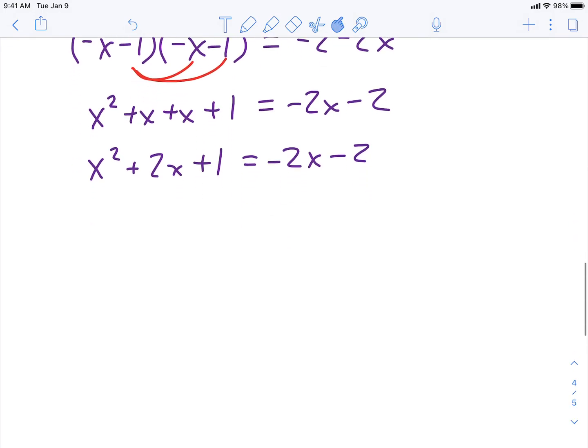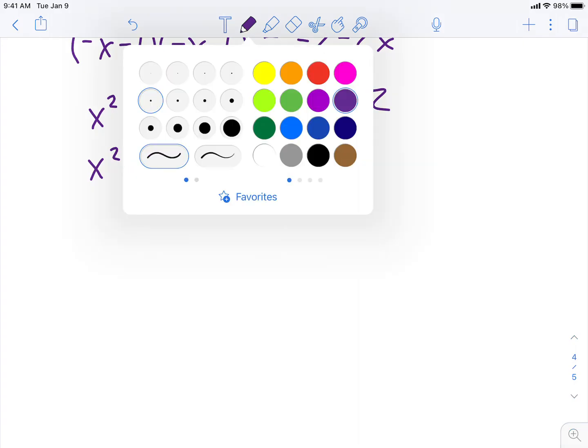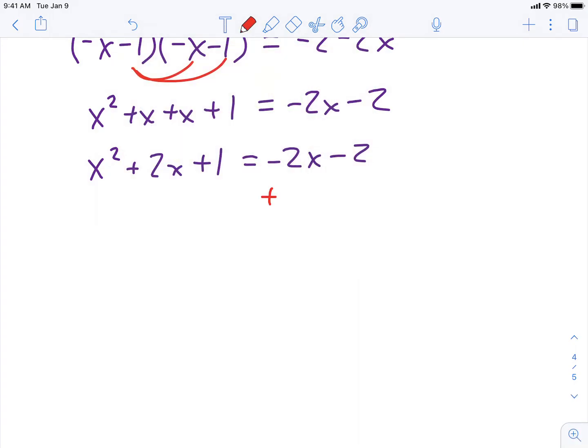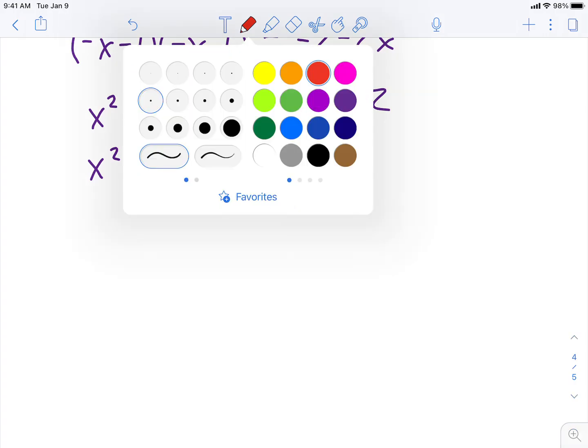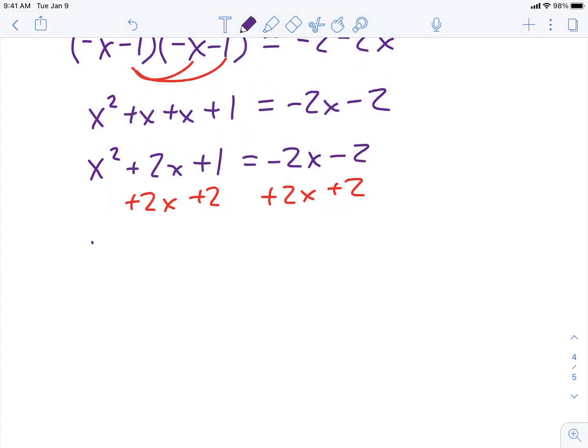Boy, this is a lot of steps. Now it's a quadratic, so I'm going to set one side equal to 0 by bringing the 2x and the 2 to the other side. So the left side is now x squared plus 4x plus 3. Everything canceled out here, so it equals 0.